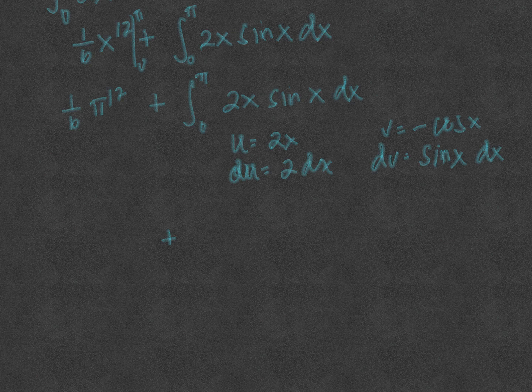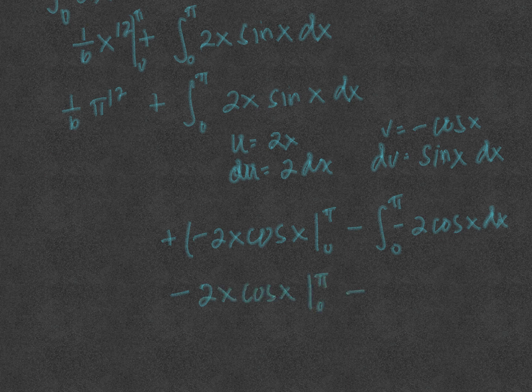at the end. So we take uv, which is 2x times negative cosine x. I'm going to say negative 2x cosine x from 0 to pi. And then we have minus the integral of 2 times negative cosine x, that is negative 2 cosine x dx. And the bounds still are 0 to pi. So let's take that plus out and put a minus there. We have minus 2x cosine x from 0 to pi plus 2, and the antiderivative of cosine x is sine x from 0 to pi.